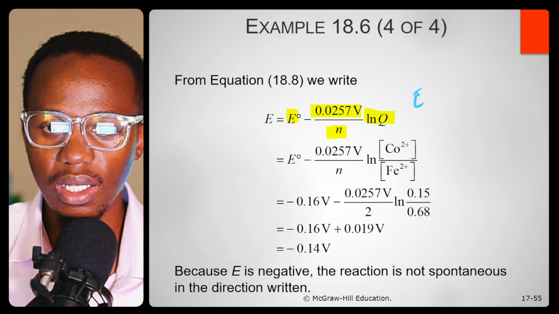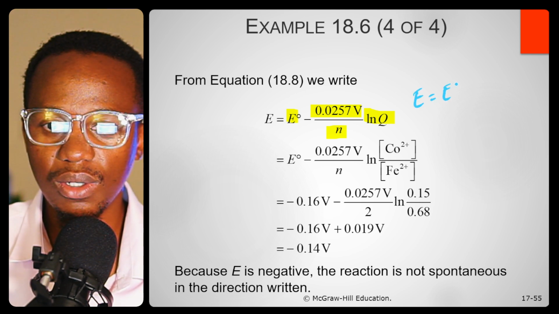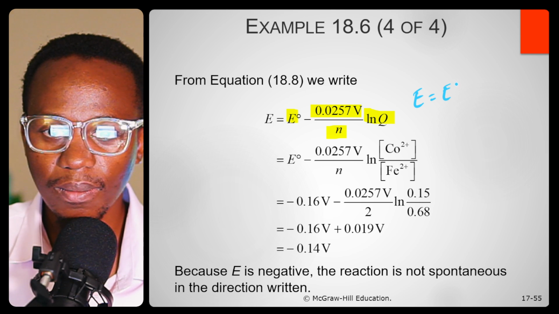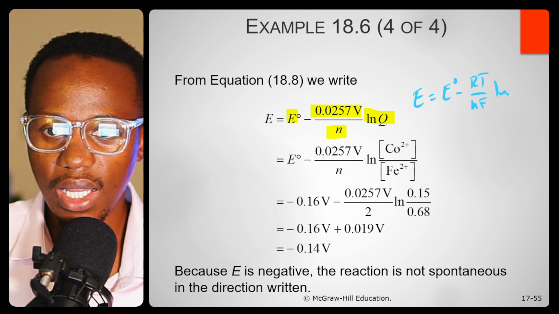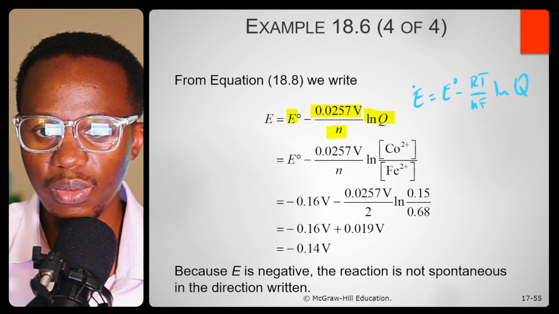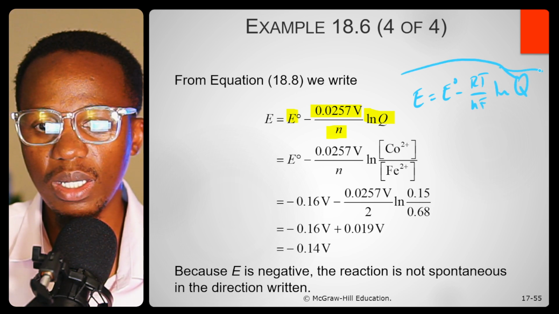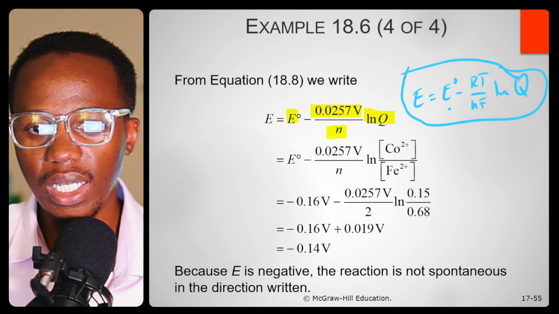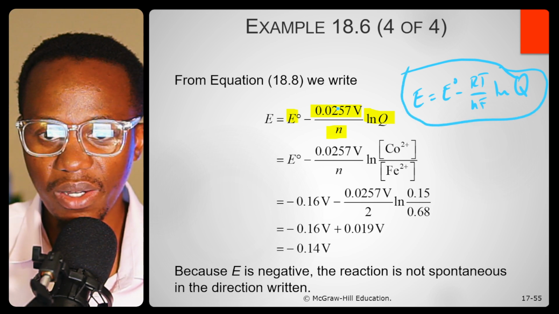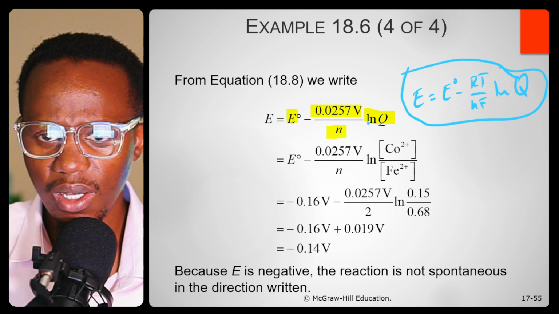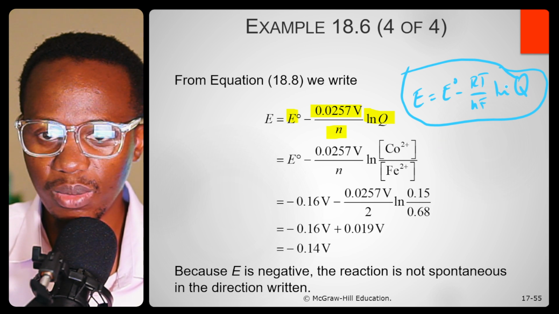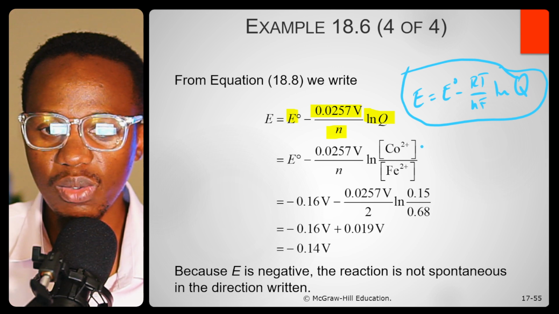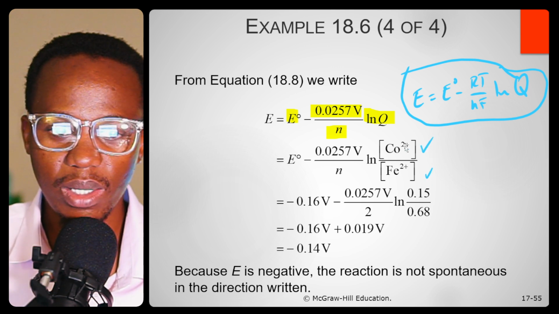Which is again E is equal to E standard potential minus RT over NF ln of Q. So this is the Nernst equation. We absolutely need to remember the Nernst equation, right? So again, this is a more simplified version of it, but you can still use the real one, right? And then it's going to be ln of Q, and the Q in this case will be cobalt over iron, right? Because why?